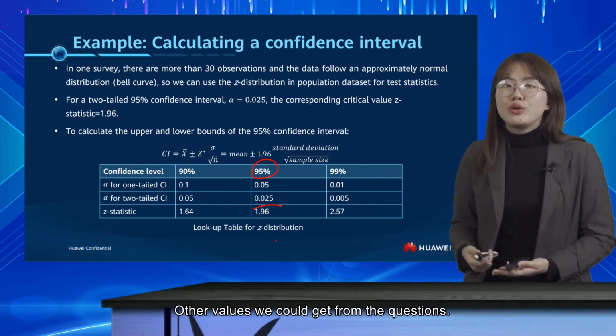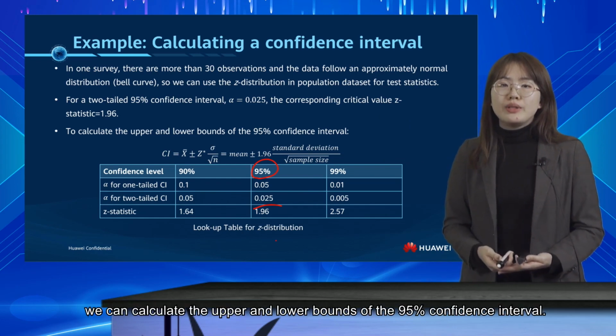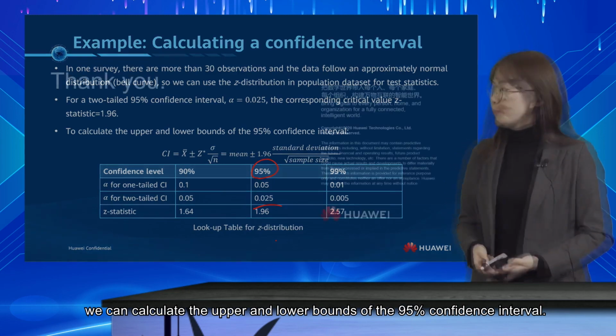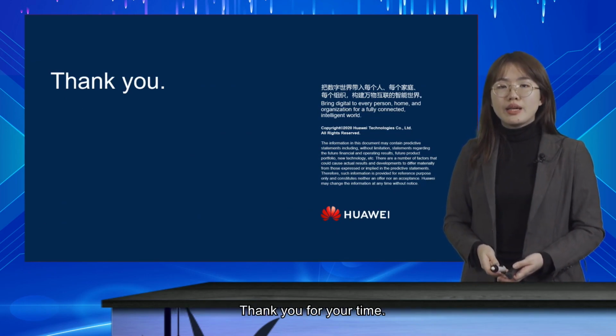Other values we could get from the questions. In this way, we can calculate the upper and lower bounds of the 95% confidence interval. This is the end of the probability and statistics part. Thank you for your time.